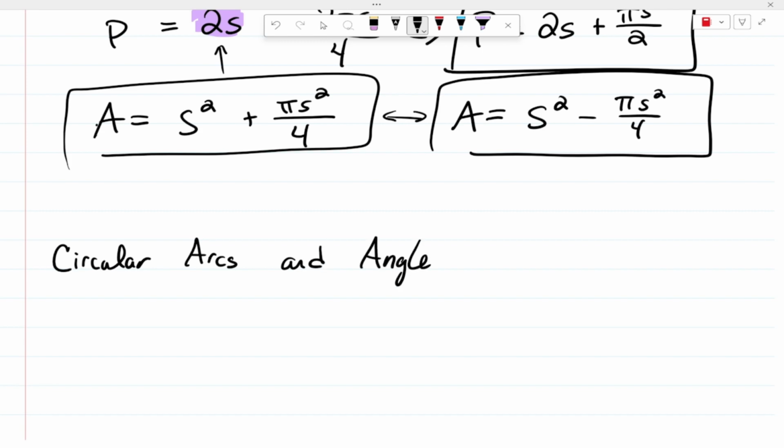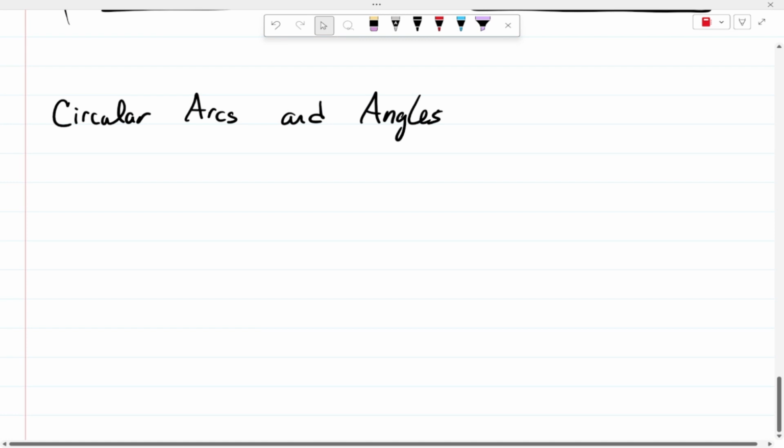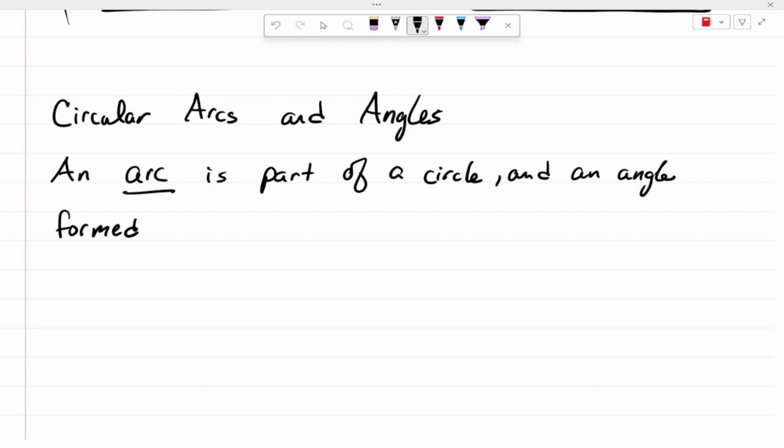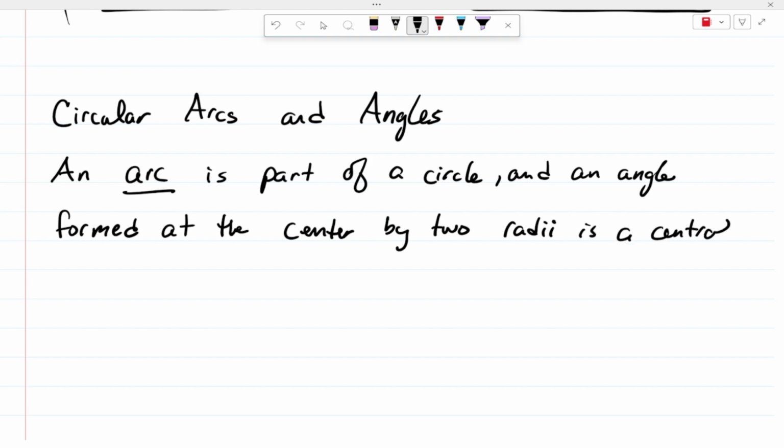And this will be the last topic for this section. So an arc is part of a circle, and an angle formed at the center by two radii is called a central angle.